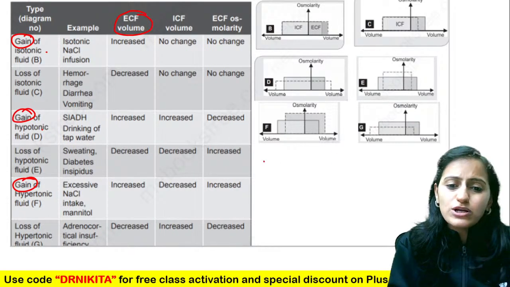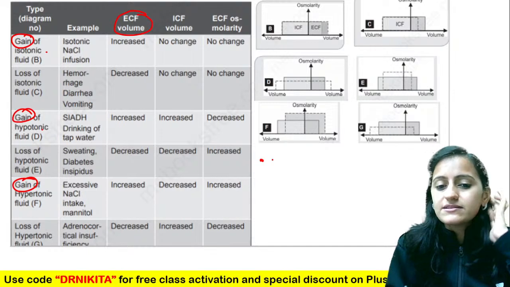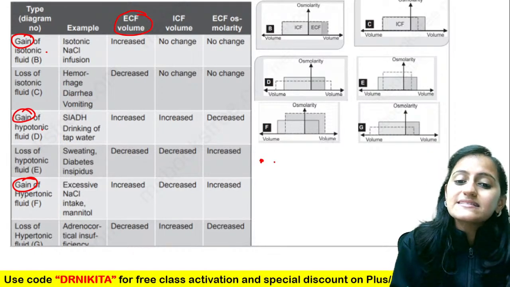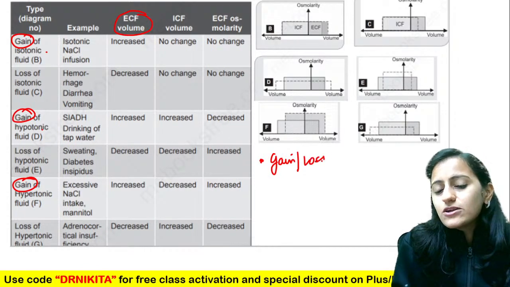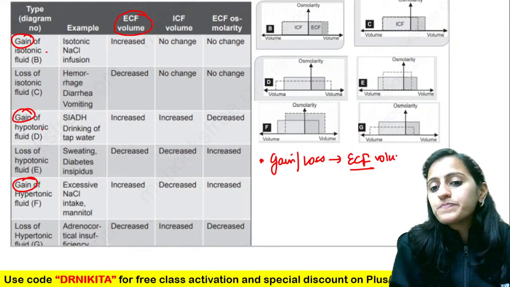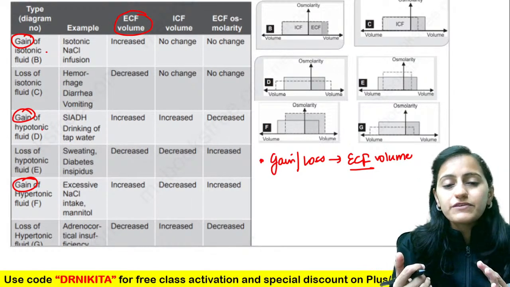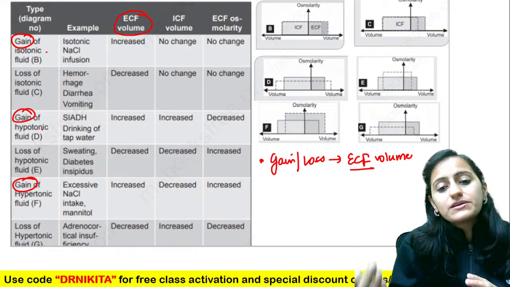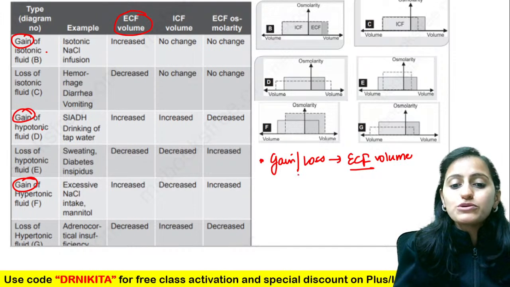I want you to just remember 3 to 4 things that will help you understand this topic. So whatever is the change of the fluid, whether it is gain or loss of fluid, it will be reflected in the ECF volume. Gain of fluid is your ECF volume increasing. Loss of fluid is your ECF volume decreasing.